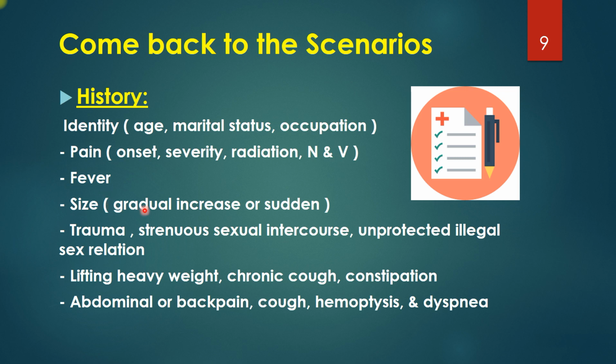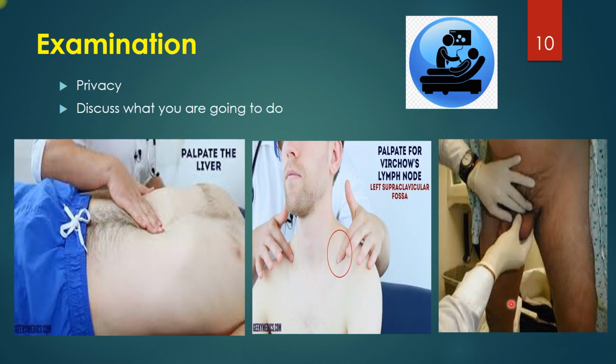Size: whether it is gradually increasing in size or sudden with an abrupt increment in size. Trauma, strenuous sexual intercourse, unprotected illegal sexual relations. The patient might have lifted a heavy weight, or have chronic cough or constipation. These are predisposing factors for hernia. Ask about abdominal or back pain, cough, hemoptysis, and dyspnea if you suspect tumor. On examination, the most important thing is privacy, and you have to discuss what you are going to do with the patient.